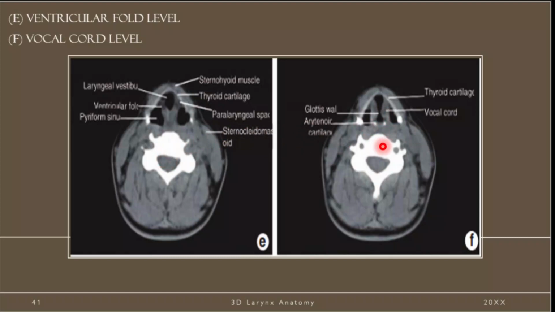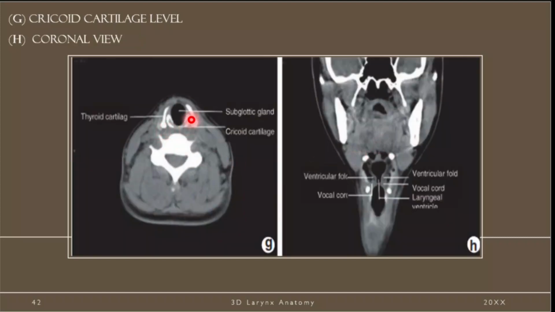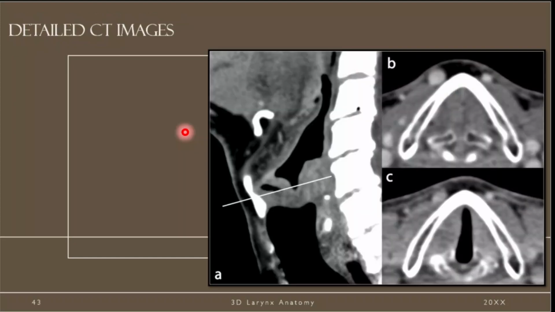This is the glottic level, and down you can see the cricoid cartilage. This is the infraglottic level. You can see a more detailed image in just a minute.